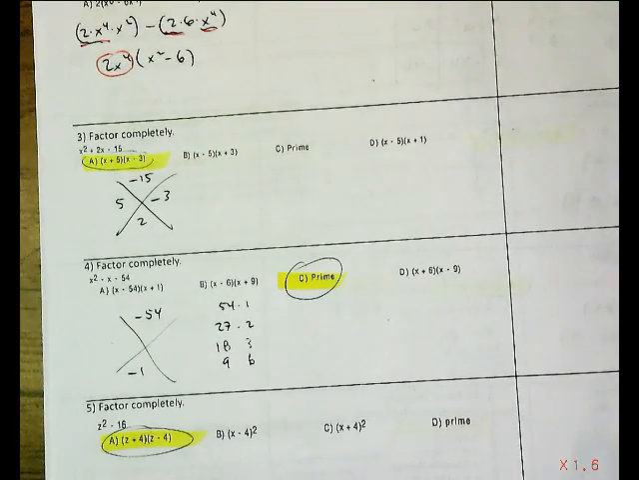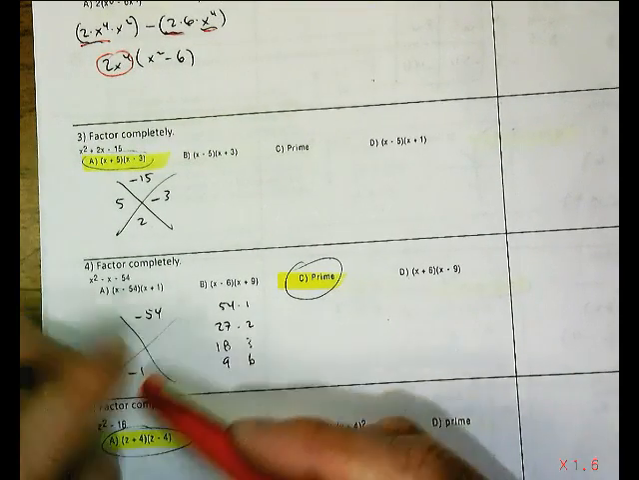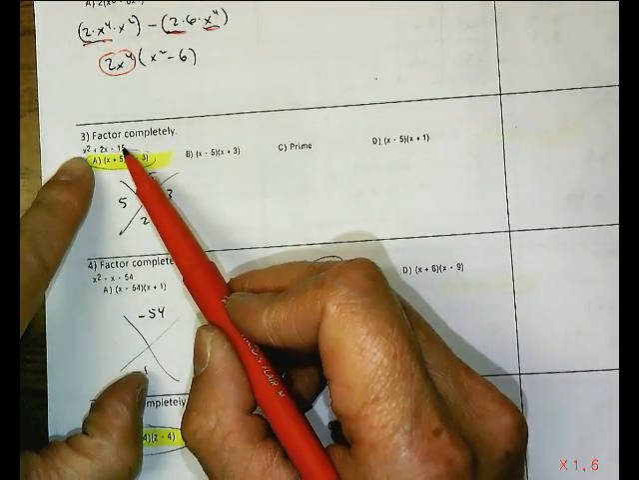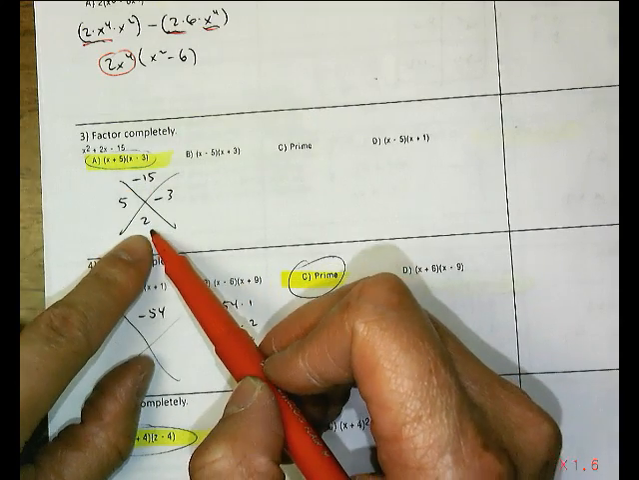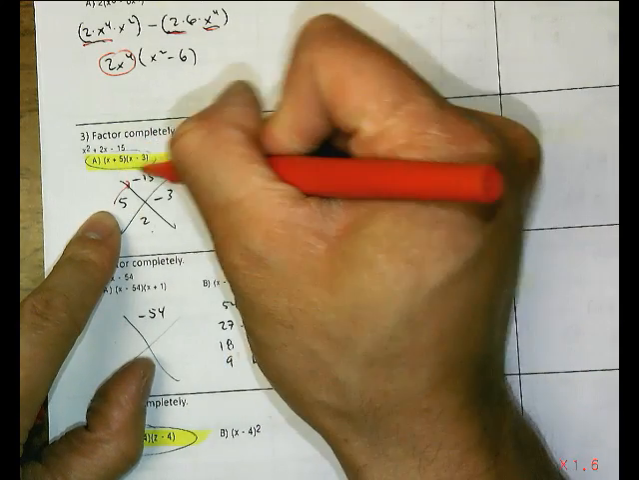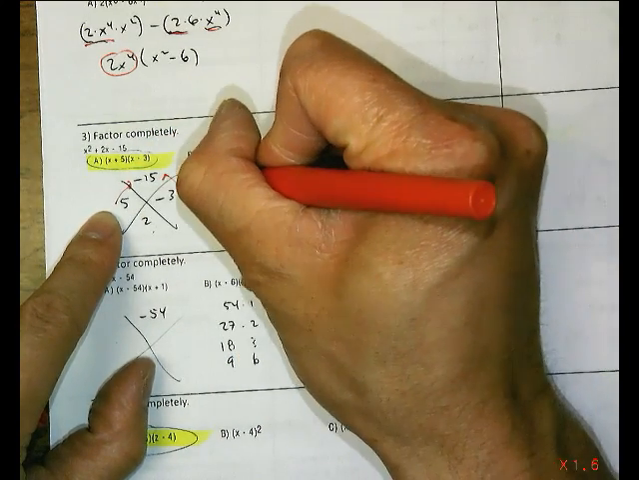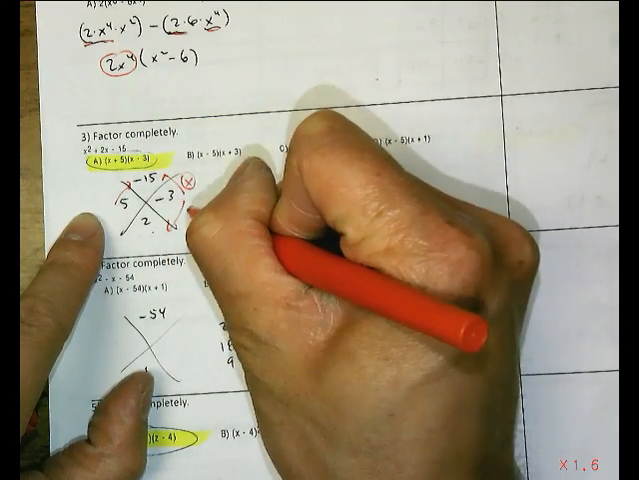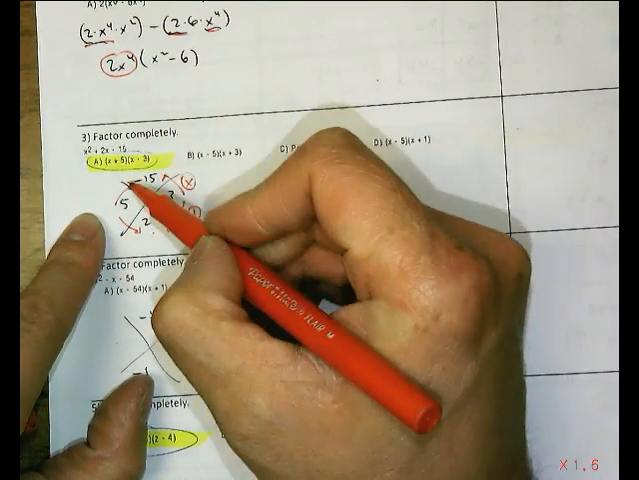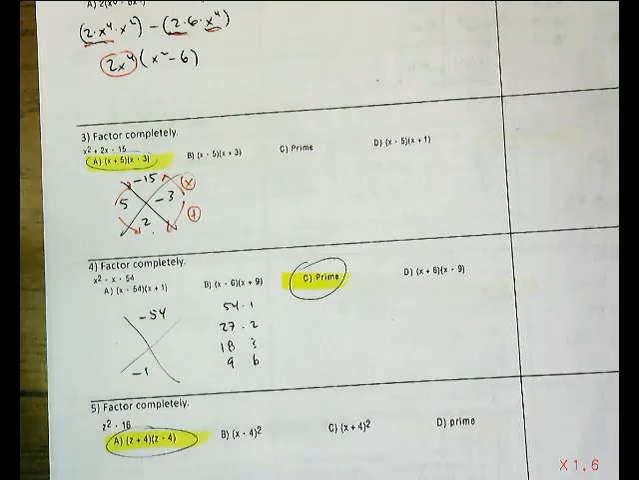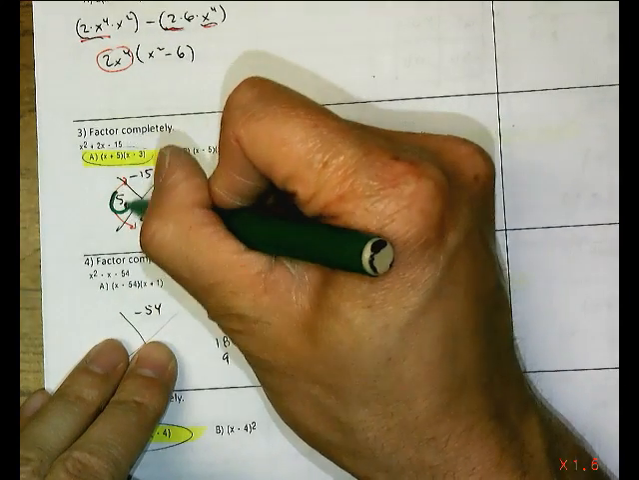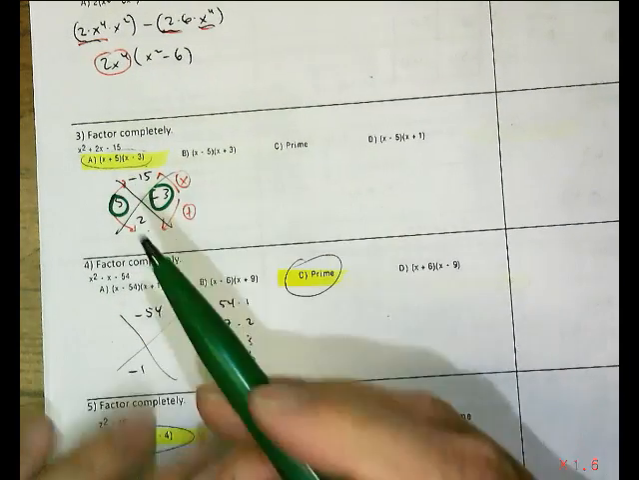Question number 3, factor completely. Just did A times C, which is negative 15. B value is 2. These multiply to be negative 15. Those same two numbers add to be positive 2. Because A is equal to 1, you can just do 5 and negative 3 as our answer, so letter choice A.